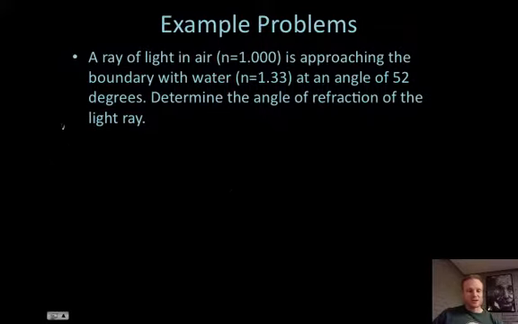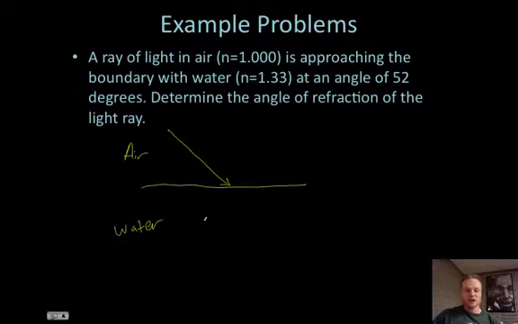Okay, as always, I recommend drawing the problem and writing down the things that you know. So first, this ray of light is traveling in air. Okay, so we got some air here, and it's headed towards this water down here. It is making an angle of 52 degrees. Now, what is that angle really coming from? It's coming from this line called the normal.